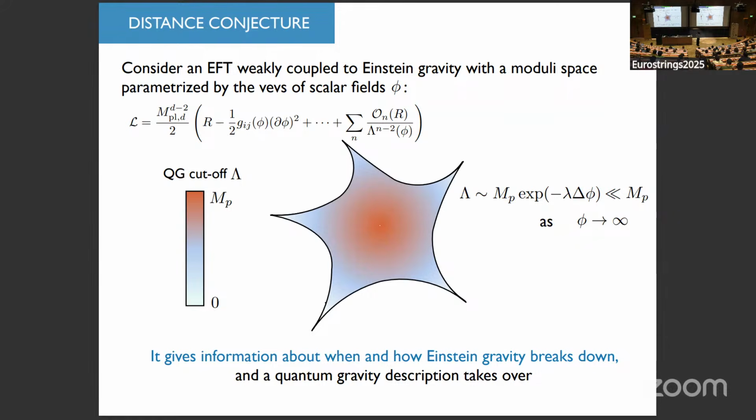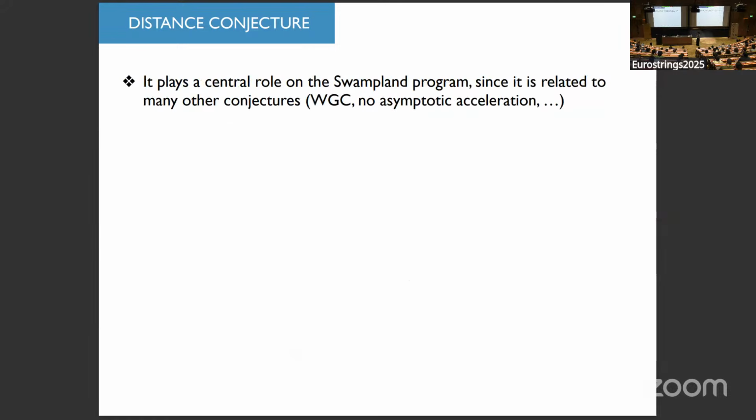So that can also have phenomenological implications. The distance conjecture plays a central role in the swampland program because it's related to many other constraints. So if you want to start proving these swampland conjectures, this is a good starting point because it has many implications, many ramifications, and also phenomenological implications.